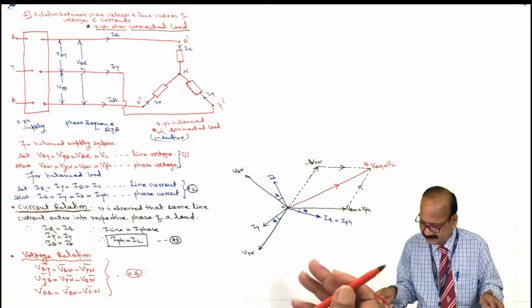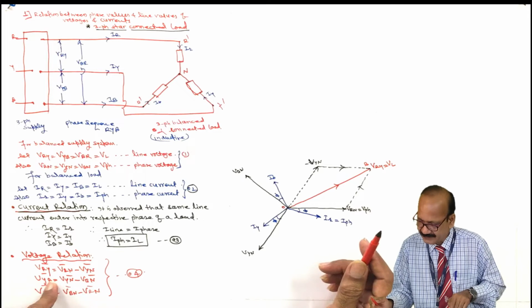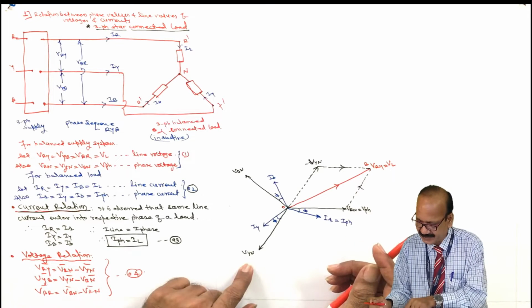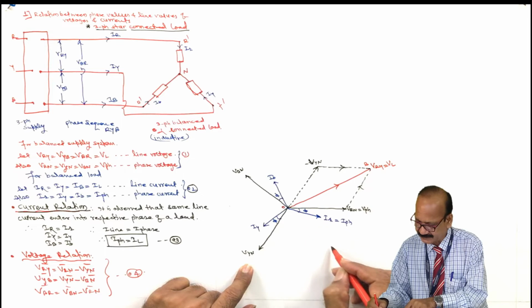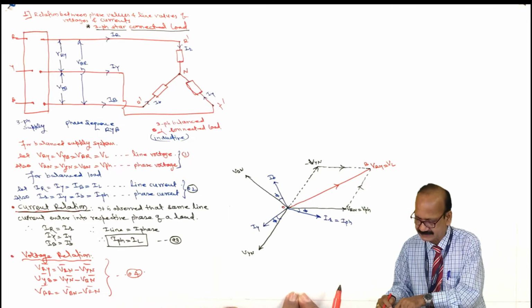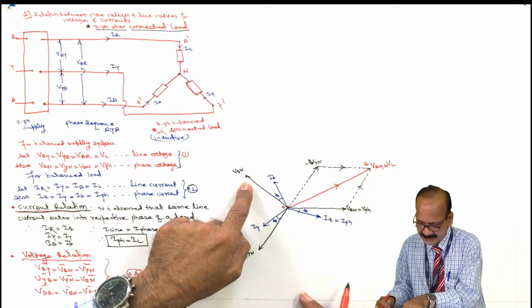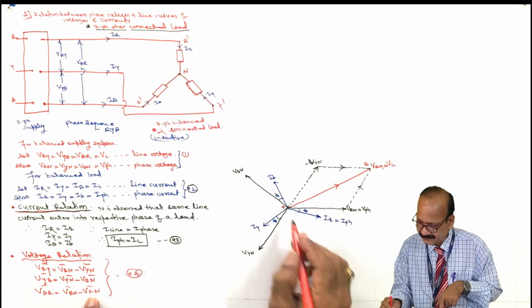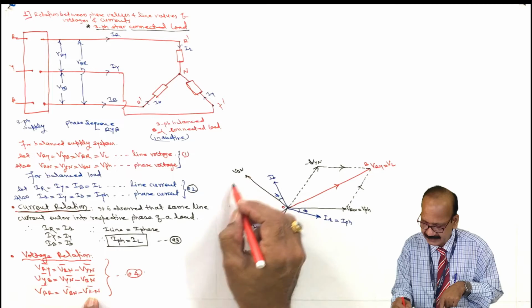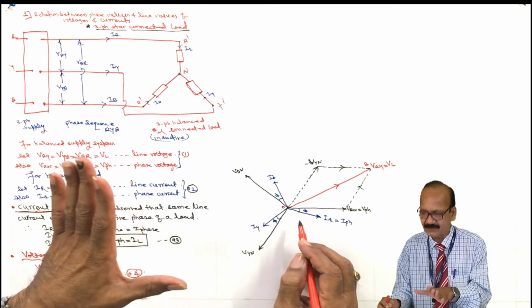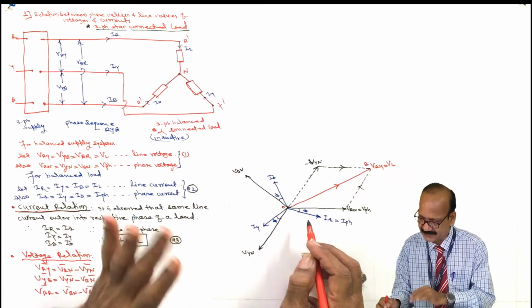Similarly, we can obtain Phi YB. Phi YB is nothing but Phi Y minus Phi B, meaning in this direction we can add this together. Similarly, Phi BR. So Phi B is here minus Phi R. Minus Phi R you have to draw here and you have to add this. But for obtaining the relation, one is sufficient.